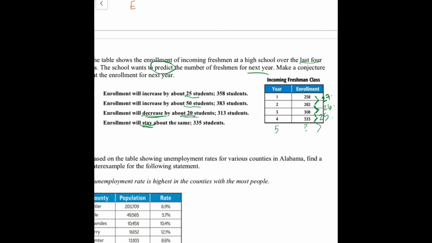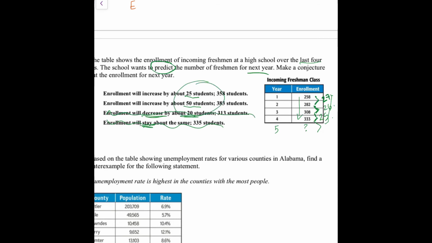So there's two already that I can kind of cancel out. I know that these did not stay the same, okay? So that's not going to be the last option. None of my numbers went down. In fact, they always increase. They're going up. So it's not going to be that one.